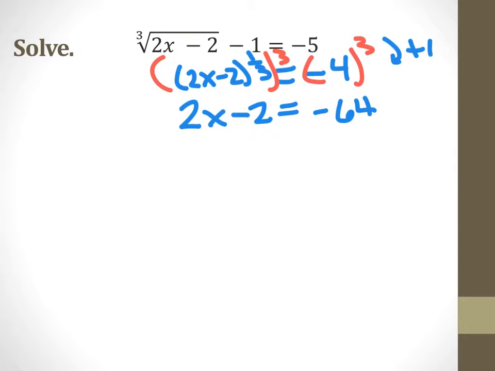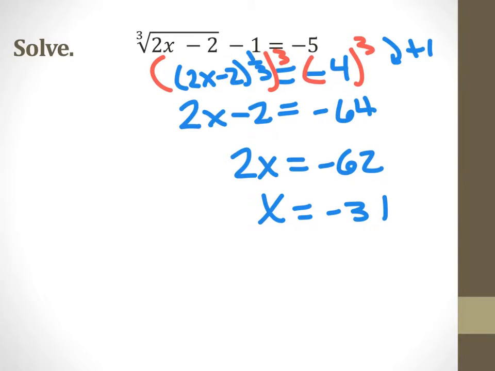Now we just have a linear equation. Add 2 to both sides. You get 2x equals -62. Divide both sides by 2, and you get -31. Now, does this work? You do need to check when you do radical equations. So let's go back up to the beginning. 2 times -31 is -62, minus 2 is -64. What number times itself 3 times gives you that? -4. So -4 minus 1 is -5, and we're done.